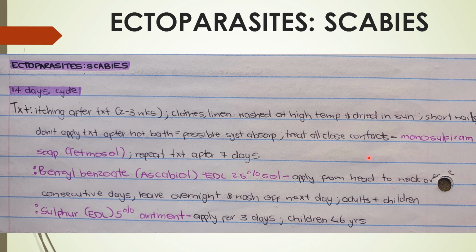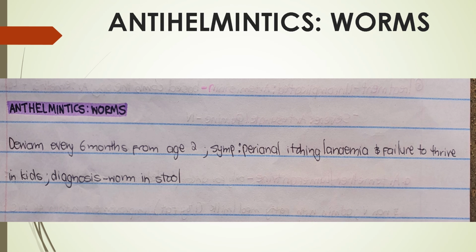and this can be used in adults and children. Another treatment that you can use is sulfur 5% ointment. So as you can see, it went from 25% to 5%. They all have different concentrations depending on how long you're going to use them for. So the 5% ointment, you use it for 3 days in children older than 6 years.